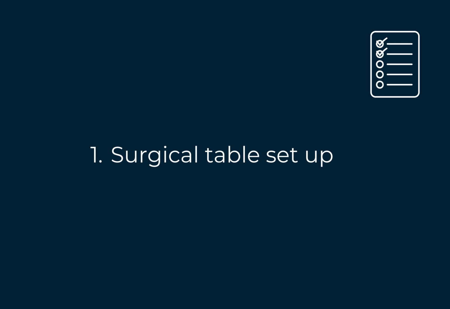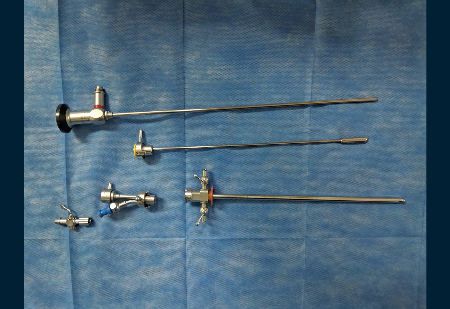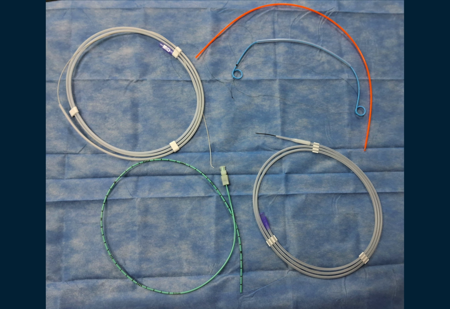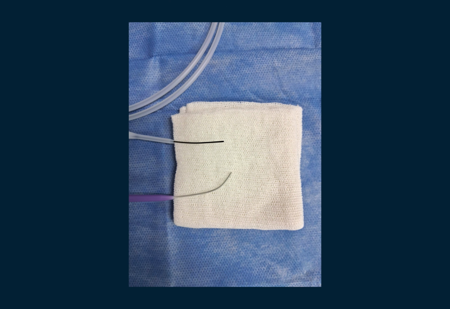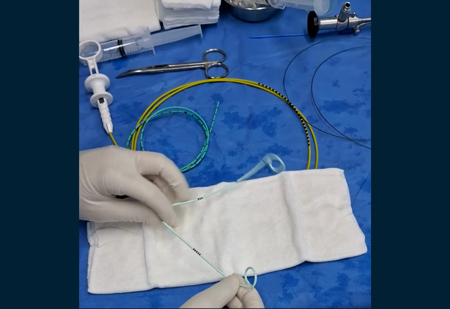Our personal preference is to use a 30-degree lens and a 19 to 22 French cystoscope sheath. Hydrophilic wires are generally preferred, but they need to be kept moist for optimal performance. Straight wires are typically favored for routine use. However, if the anatomy is abnormal, tortuous, or unusual, an angled tip wire is likely to be more effective.